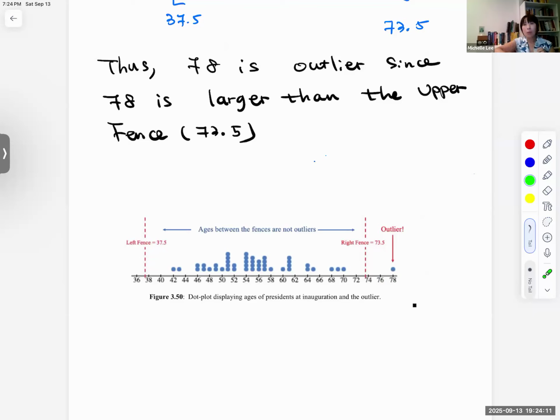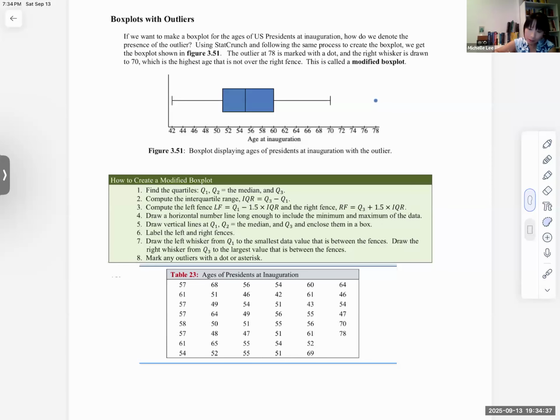Okay, let me show you StatCrunch. Which data do we have to use? I'm going to use the US president inauguration data, right? So I'm going to use that. All right, now we have a box plot with the outliers.